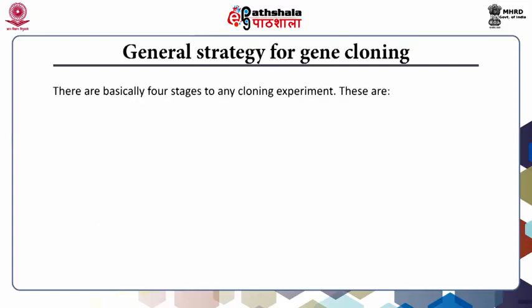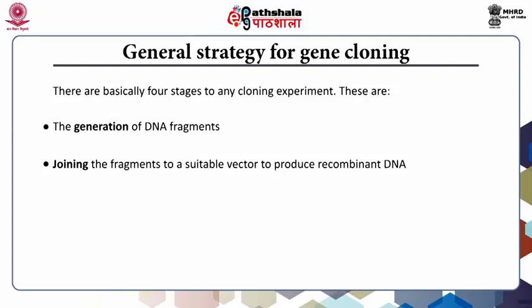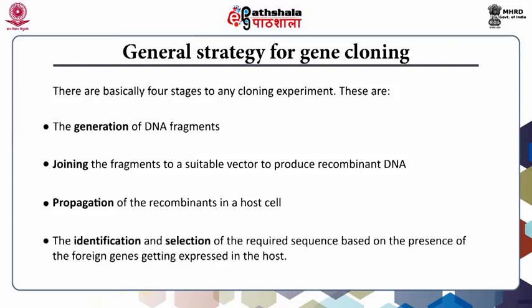There are basically 4 stages to any cloning experiment. These are the generation of DNA fragments, joining the fragments to a suitable vector to produce recombinant DNA, propagation of the recombinants in a host cell, and the identification and selection of the required sequence based on the presence of the foreign genes getting expressed in the host.